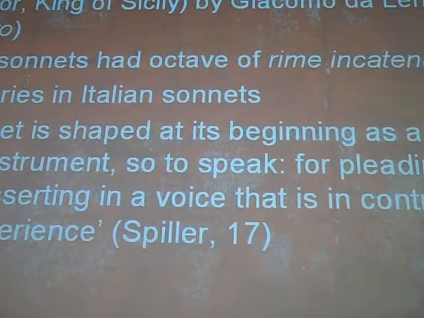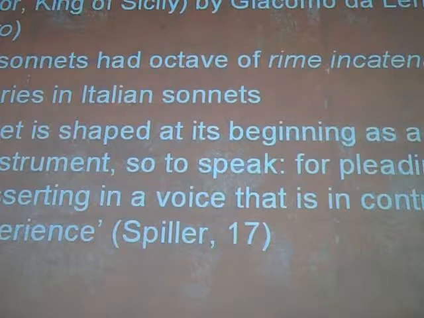Those original sonnets written by da Lentini had octaves of rime incatenate, ABAB, ABAB. In the Italian sonnet, what you'll notice is that the sestet varies a lot. You can play with it. You can use all different kinds of rhymes. You can have C, D, D, C, E, E. You can have C, D, E, C, D, E. You can have C, D, D, E, D, D. You can play with it. Whereas in English, the sonnet tends to be a fixed form. It's the most famous fixed form, but as the Italian model shows, it's not always fixed.